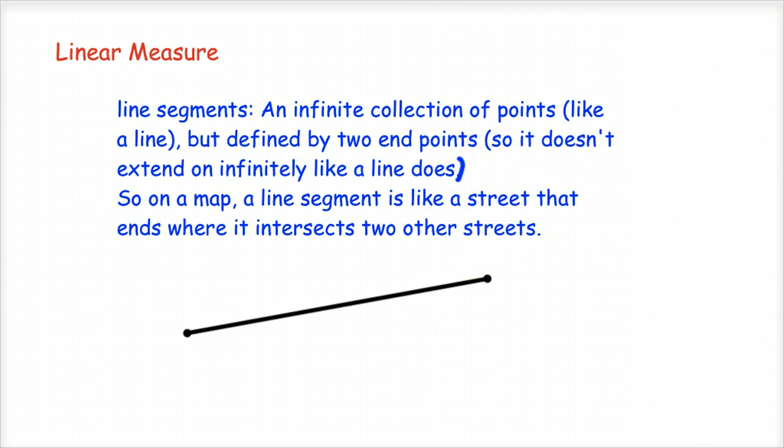So instead of a line extending on forever with the arrows on the end, we are thinking of a line segment as having two endpoints. In this case, let's call this line segment AB. If this were on a map, again, it would be like a segment that connects two streets but dead ends at each one of those streets, right? So it doesn't go on forever.